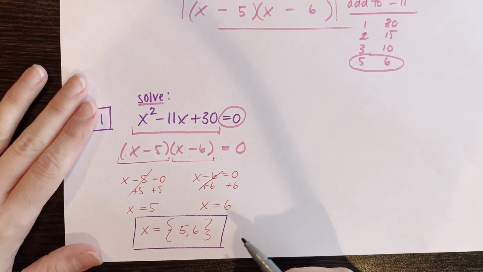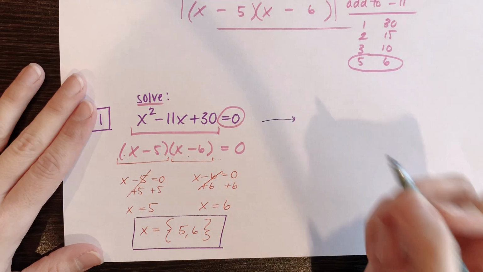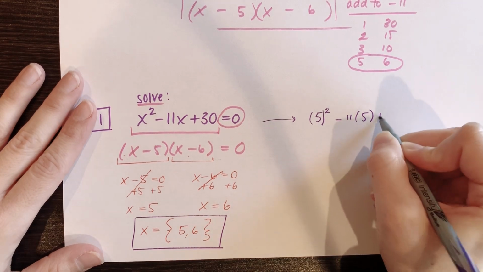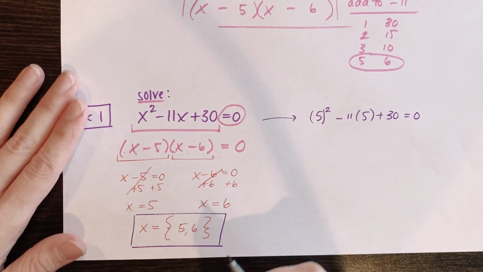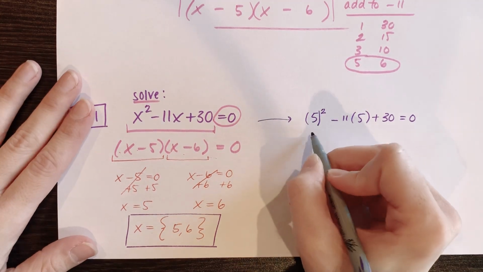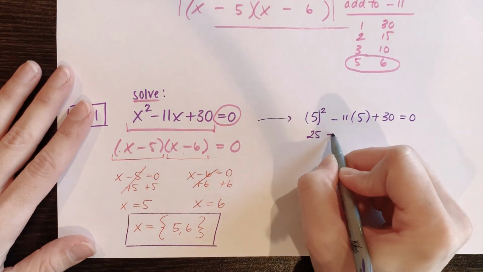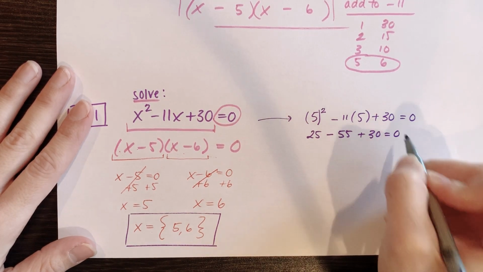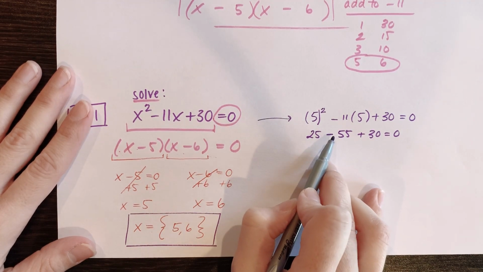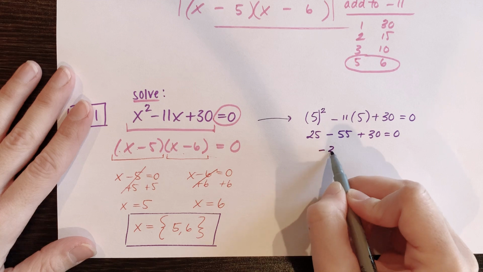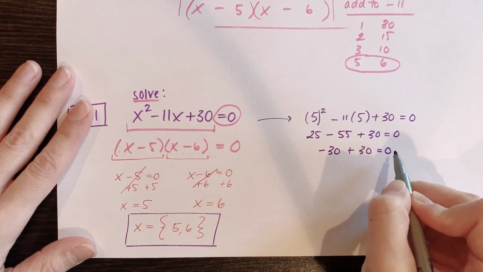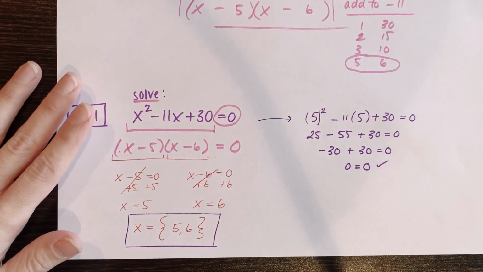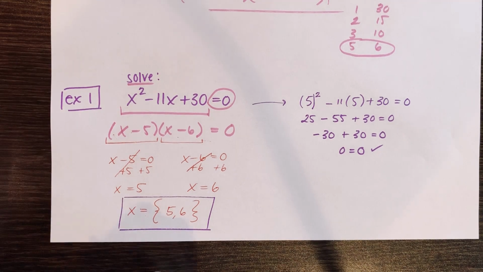And again, if you want to check, let's think about this. If I plug in 5, 5 squared minus 11 times 5 plus 30 equals 0. Let's see if this checks out. 5 squared is 25. Minus 11 times 5 is 55, plus 30. Okay. What is 25 minus 55? Negative 30 plus 30. What is negative 30 plus 30? Well, that's 0. Oh my goodness. It checks out. Same thing would happen if I plugged in 6.